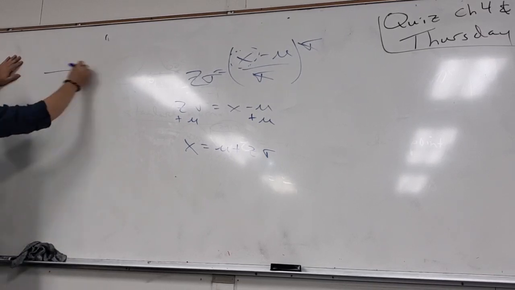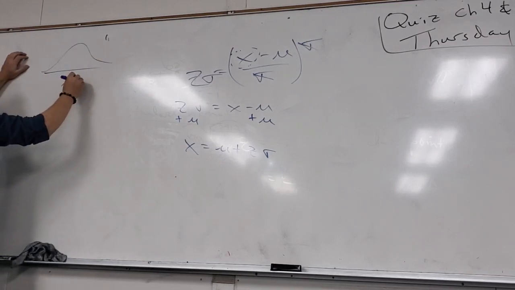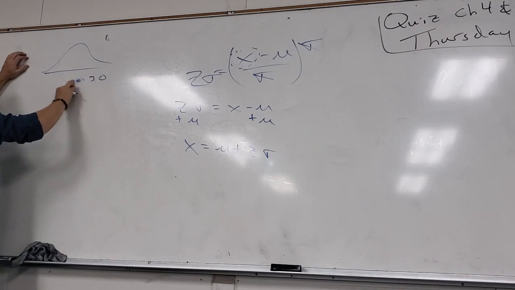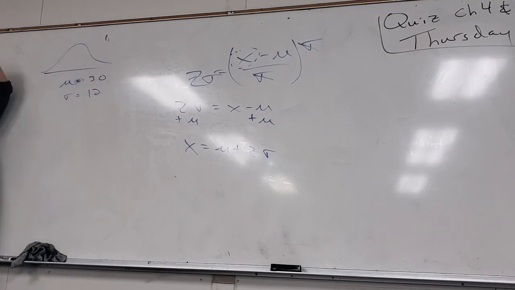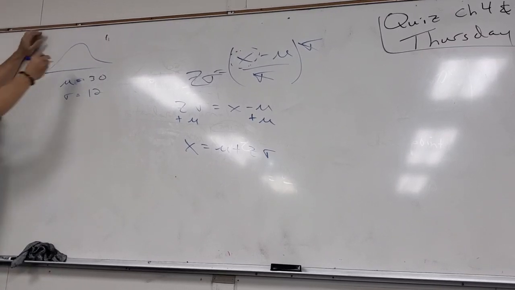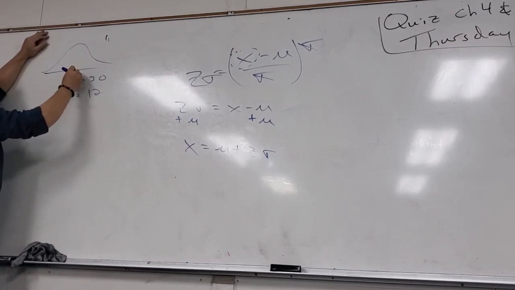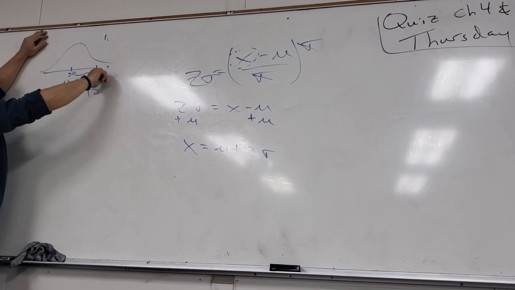If I had a distribution, and I know the mean is 30. The mean is 30. And the standard deviation, let's say, is 12, right? Can anybody tell me, if I go 2 standard deviations up, what is this number?